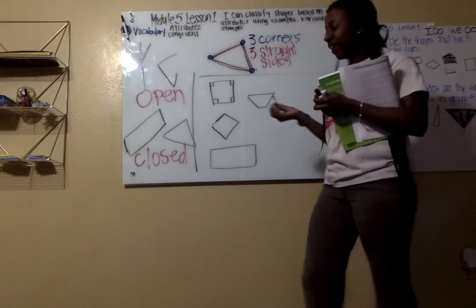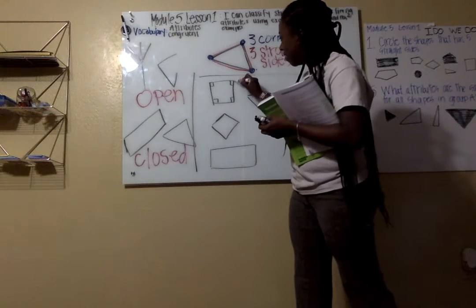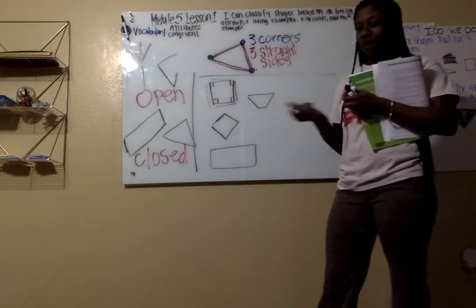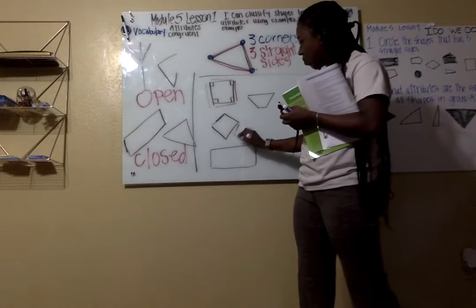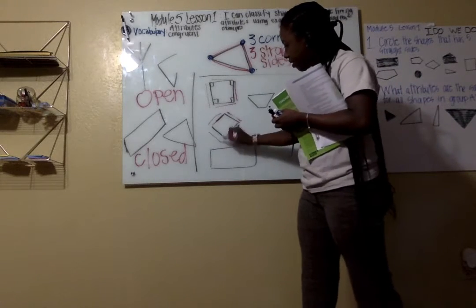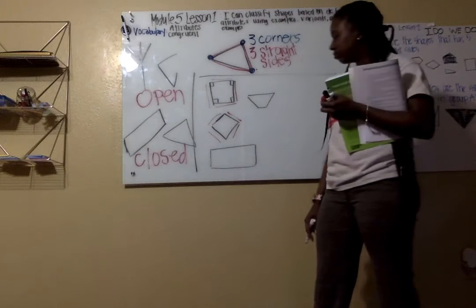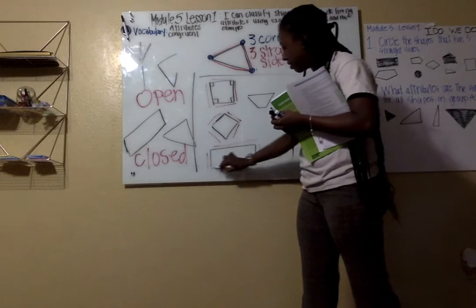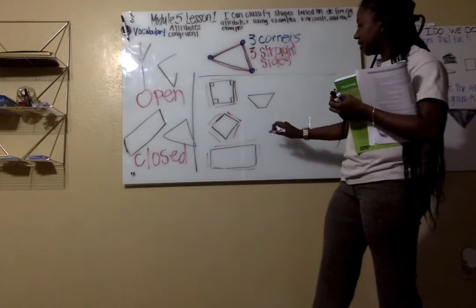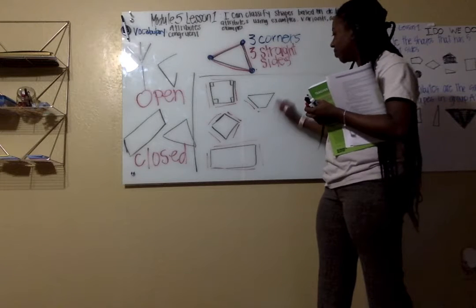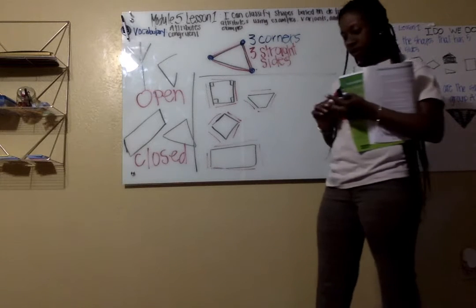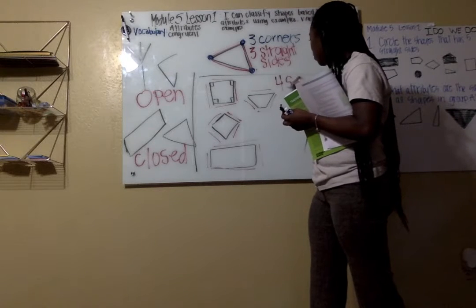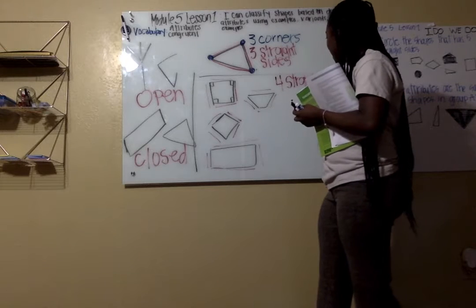So let's find out. Here, let's count our straight sides. 1, 2, 3, 4. Okay, this one has 4 straight sides. Let's count this straight side. 1, 2, 3, 4. I have 4 straight sides here. Let's count this one. 1, 2, 3, 4. My rectangle has 4 sides. Let's count this one, my trapezoid. 1, 2, 3, 4. All of them have what? 4 straight sides.